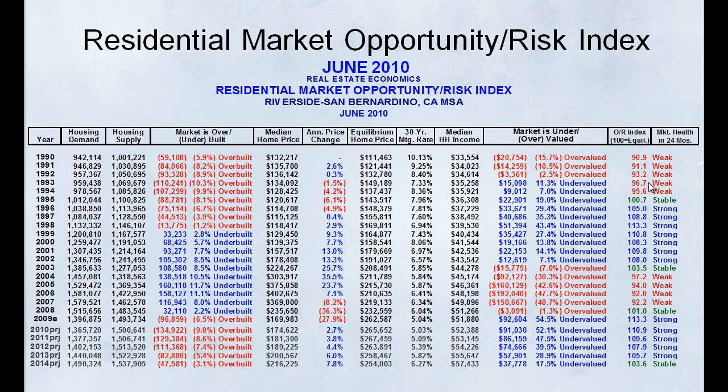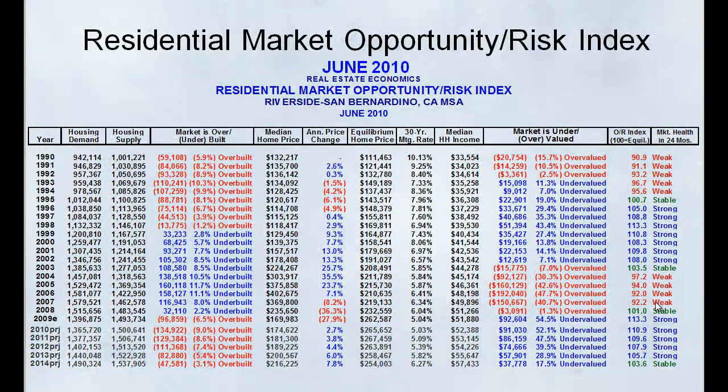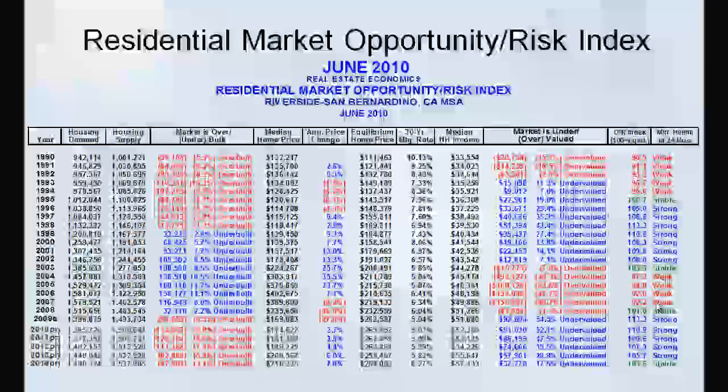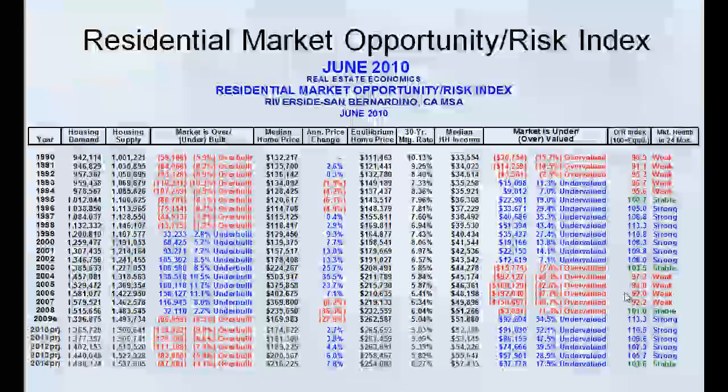When you put those two patterns together, both overbuilding and underbuilding through the years with overvaluation and undervaluation, and they do tend to be somewhat countercyclical, it does create what I call an opportunity risk index. Now this index is predictive by about 24 months, and so this very low index that we created in, say, year 2007, one of the lowest indexes on record at 92.2, didn't describe the weak market in 2007. Even though it was beginning to be very weak, it was really describing what the market was going to be like during year 2009.